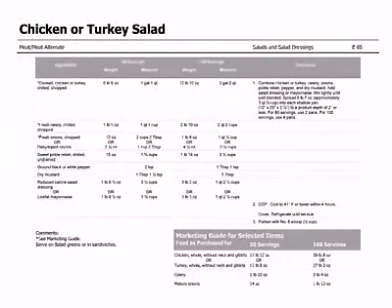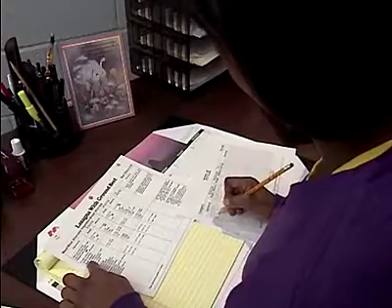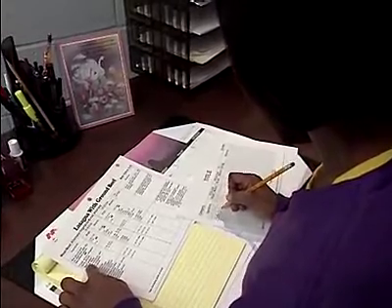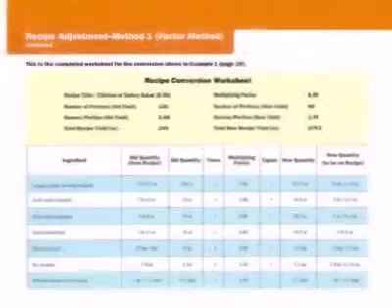Using the recipe Chicken or Turkey Salad E05, let's adjust the recipe to reduce the yield from 100 to 80 servings. Divide the number of servings needed, 80, by the number of servings the recipe yields, which is 100. The answer is a multiplying factor of 0.80.